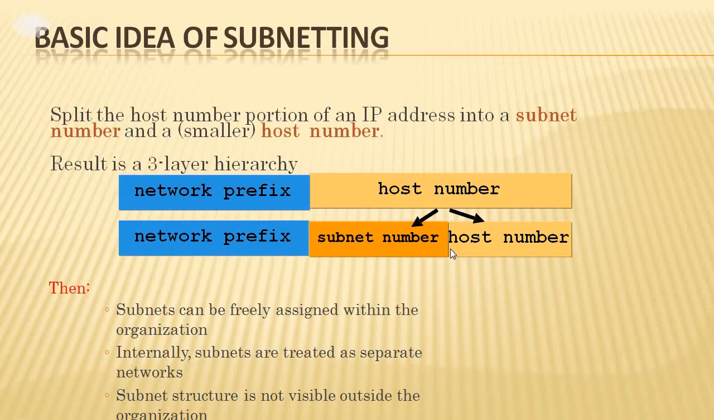The basic idea of subnetting is to split the host number portion of the IP address into a subnet number and a smaller host number. This gives the result of a 3-layer hierarchy: network prefix, and host number, where the host number can be divided into subnet number and host number. So subnetting can be freely assigned within the organization. Subnets are treated as separate networks. The subnet structure is not visible outside the organization.